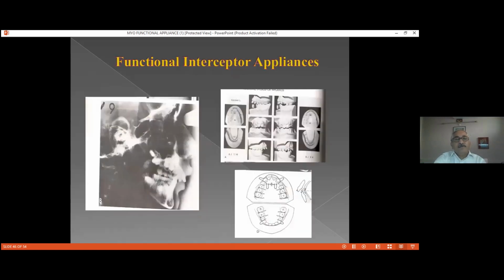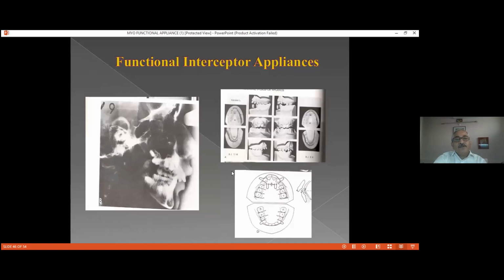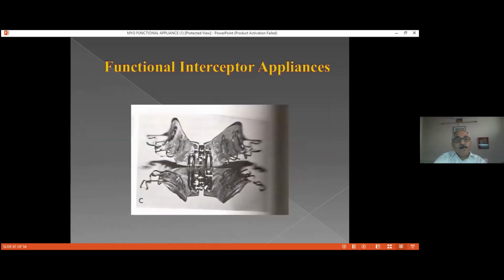Now, furthermore, the functional interceptor appliances are a further modification of the myofunctional appliances, where functional defects like tongue thrusting are intercepted by these appliances, along with the activator effect and the bite jumping.